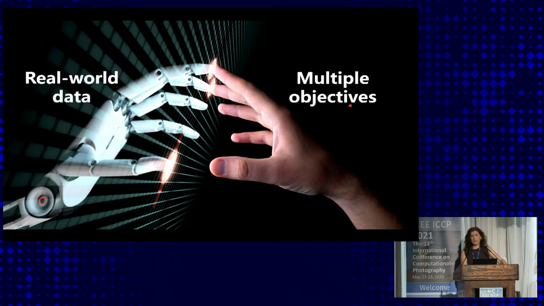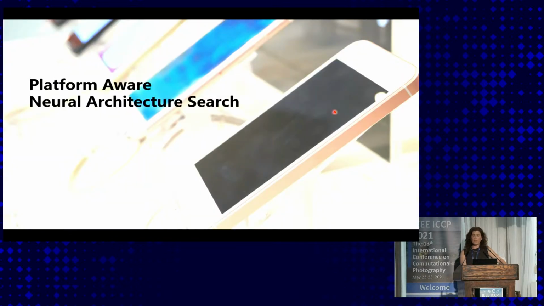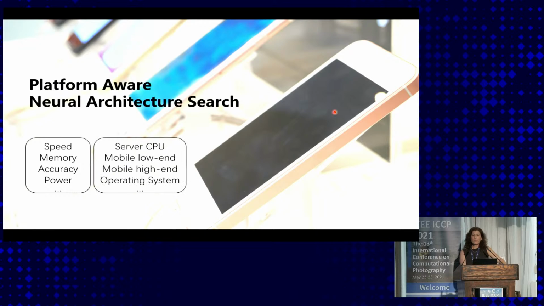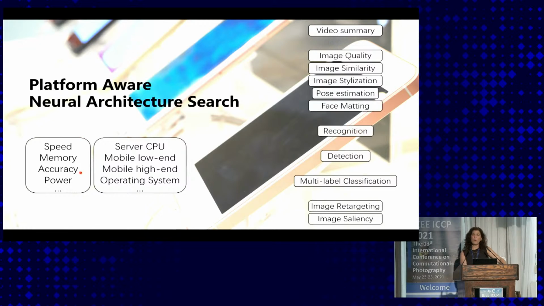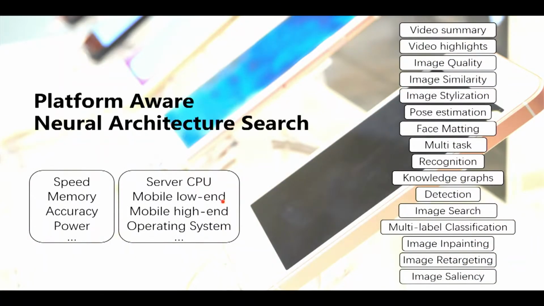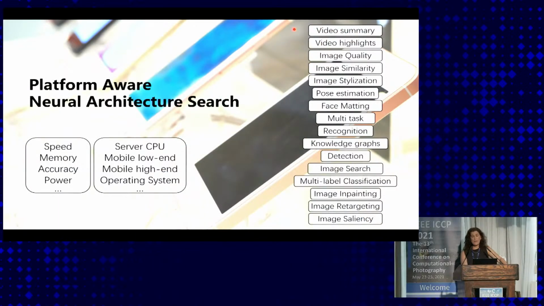The other aspect you need to go to production is to handle multiple objectives. So for example, as I said, we're thinking about drive apps. Our algorithms have to be fast, low in memory, high accuracy, low power consumption. I cannot just choose one of those objectives. I have to comply with all of them. And my models are going to run on CPUs, on low-end mobile, on high-end mobile phones, and maybe with various operating systems and who knows what. And I might have to run many different computer vision tasks, like video summaries, video highlights, image quality, etc. So I need a way to find the right architecture for each composition.